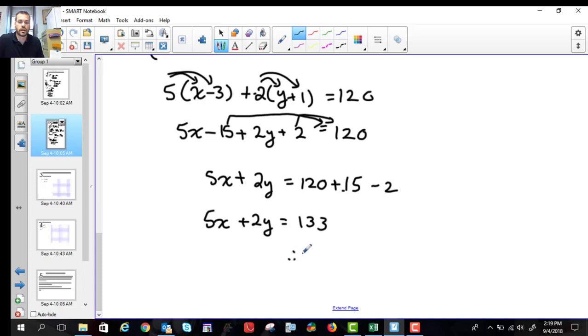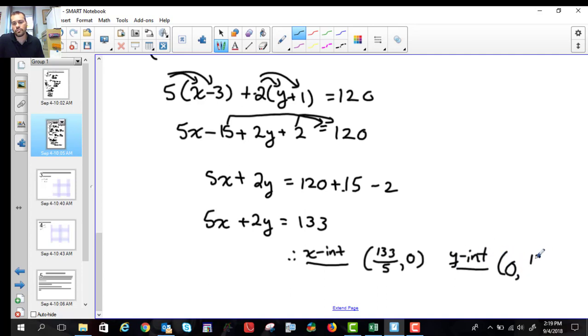And so therefore our x-intercept is 133 divided by 5. That's not reducible, so we'll just leave it alone. And our y-intercept is 0 and 133 divided by 2, which also does not reduce, so we'll just leave it as a fraction. So that is how you solve for the x and y-intercepts of things that are slightly more complicated. You're going to be asked to do that on your extensions test.